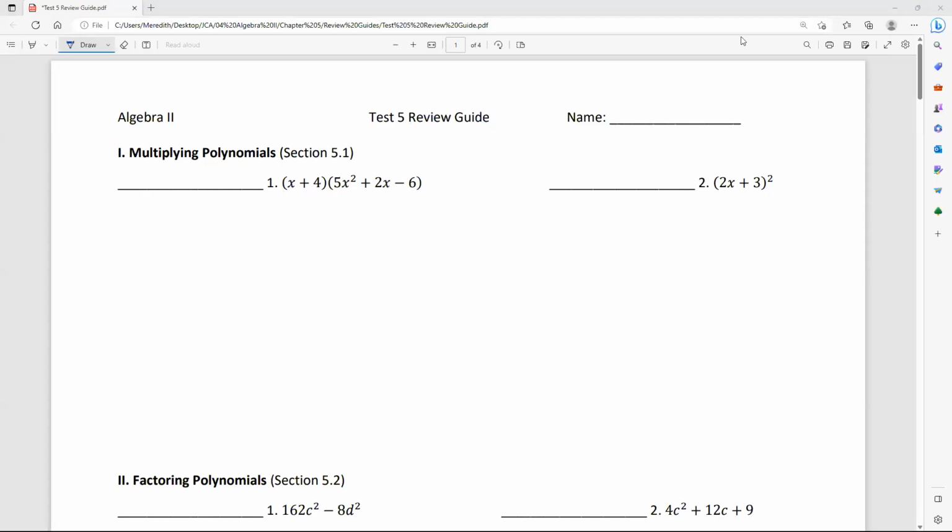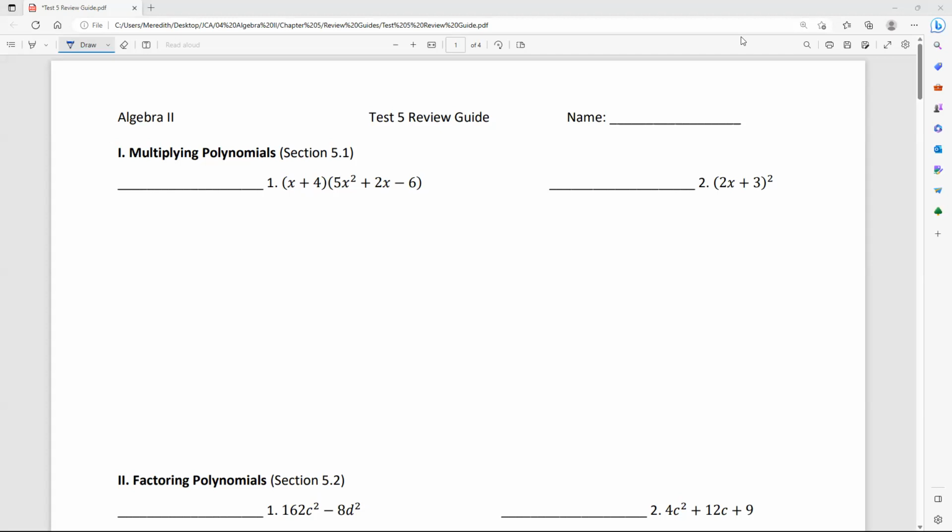Recording in progress. This video covers the review guide for Test 5, Chapter 5. It's going to cover everything we've learned about polynomials and the quadratic formula and everything in between. So let me go ahead and get started.